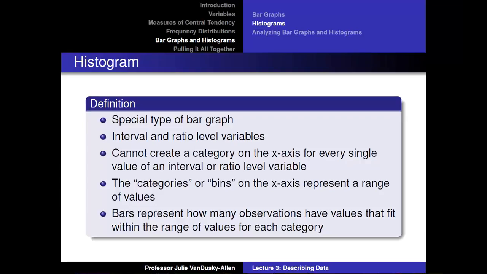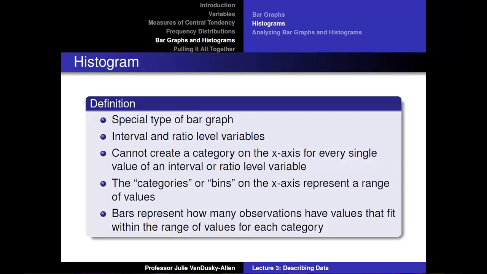Now I'm going to briefly describe how histograms are constructed. A histogram is just a special kind of bar graph for interval and ratio level variables. If we made a bar graph out of an interval or ratio level variable, then we'd have to put a category in the x-axis for every single value of the variable, which would be a lot of categories. With so many categories on the x-axis, the graph wouldn't be visually appealing or informative.